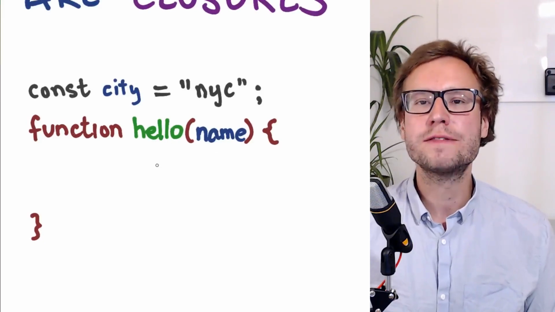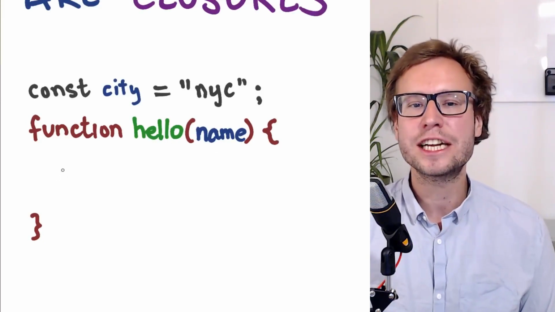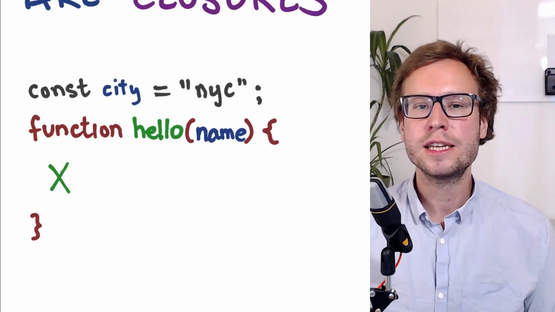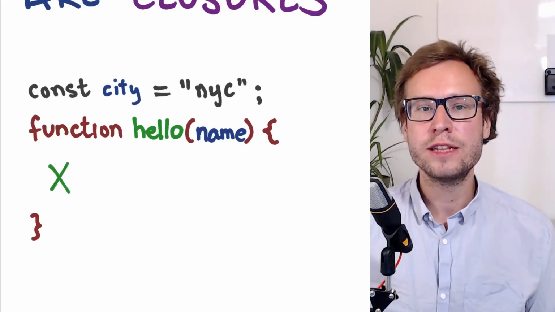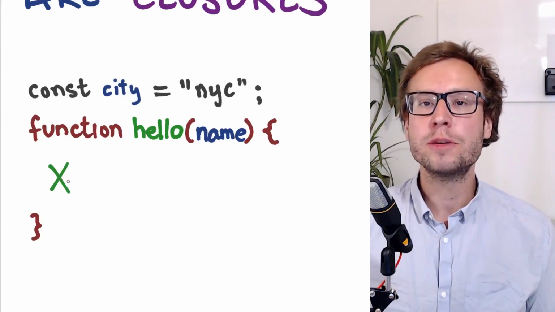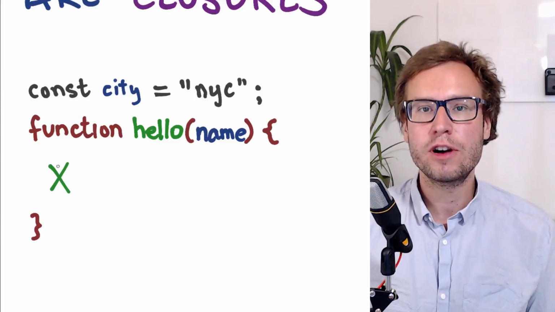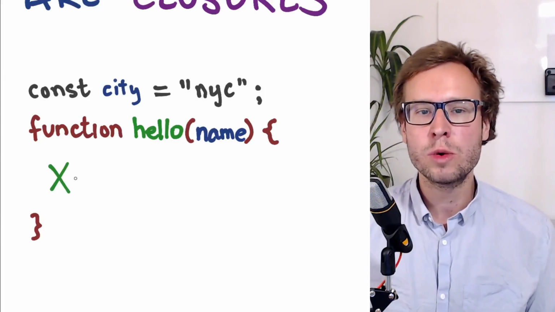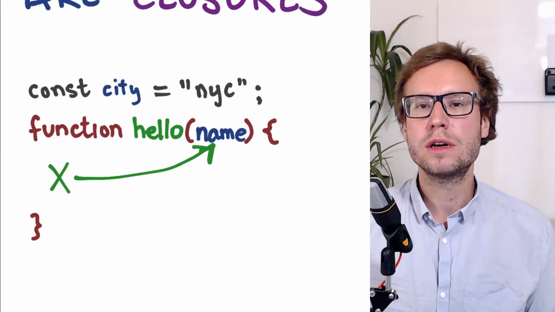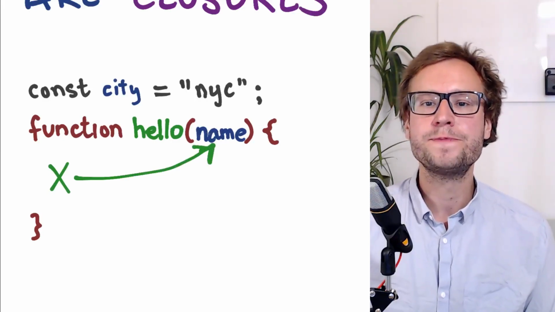Now, I created a function here called hello, and it doesn't actually have anything in the body, but I just want to illustrate, suppose we were here in the body of the function where I drew the x. What variables do I have access to from outside of the body? Well, there's one obvious one that we can see right away. We have access to a parameter like name.